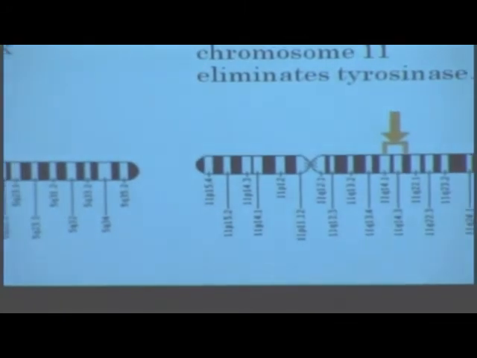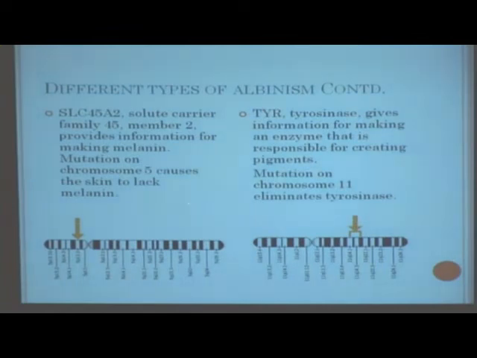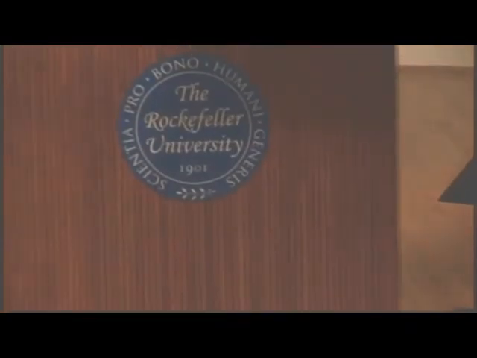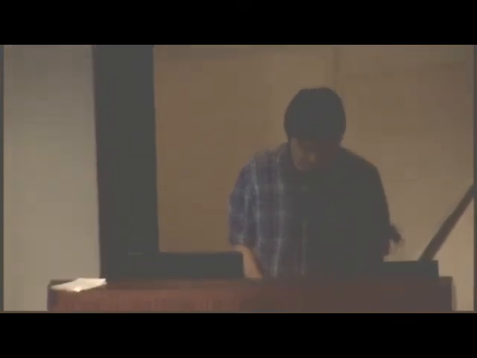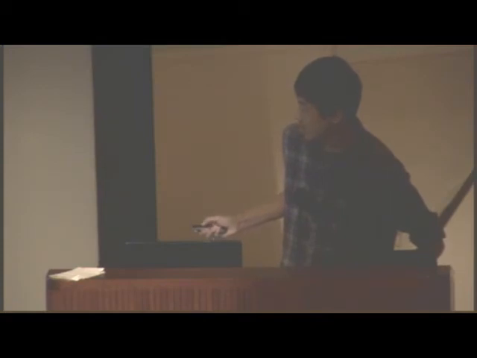TYR, which is tyrosinase, gives information for making an enzyme that is responsible for creating pigments. Mutation on chromosome 11 eliminates tyrosinase. And TYRP1 is an enzyme found in the melanin cells. Its exact purpose is unclear. It may stabilize tyrosinase, which is the first step to creating melanin. TYRP1 is found in chromosome 5.